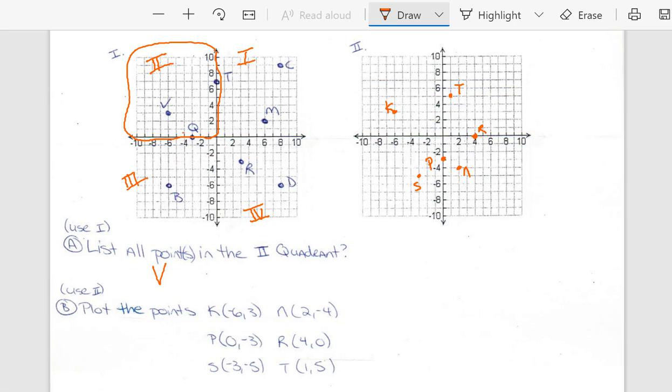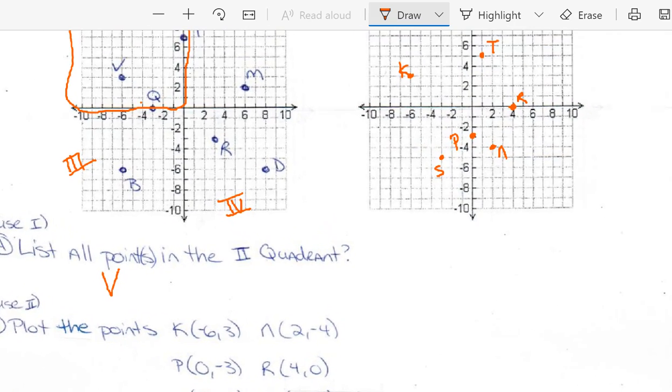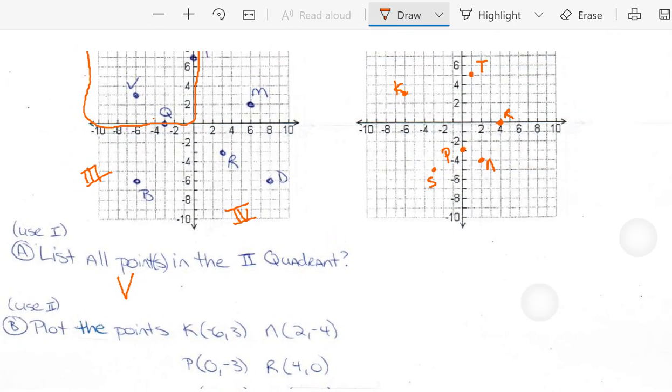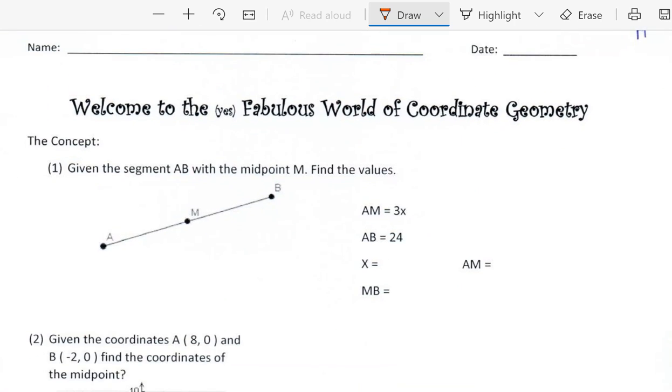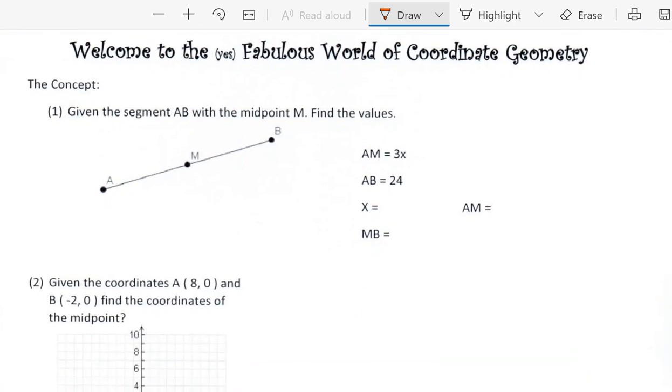All right, so we got just a little review in with the coordinate plane. And now we're going to basically get to the formulas. If you look at number 1 here, it says given the segment AB, let's put a little line up there, given the segment AB with midpoint M, find the values. So this is just making sure that you understand what a midpoint is.